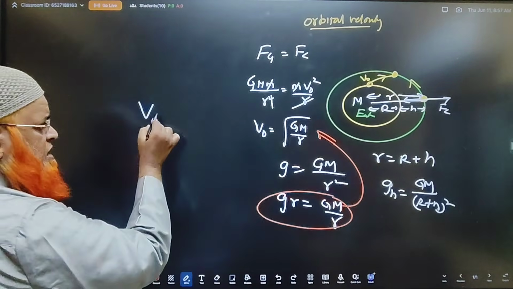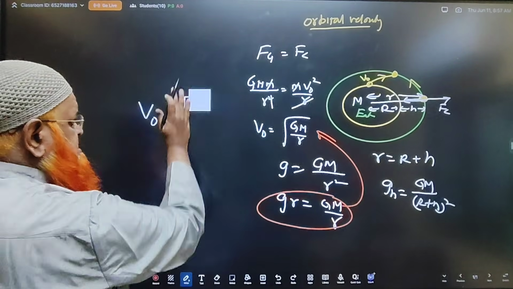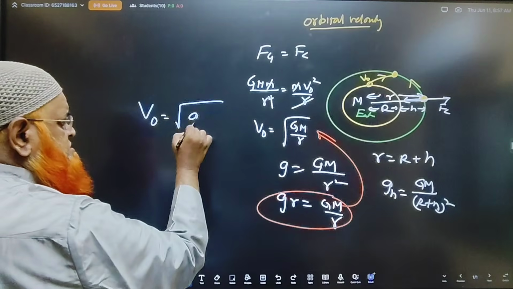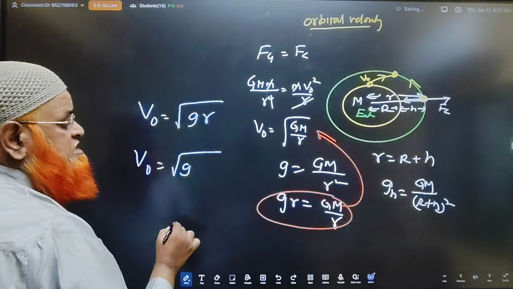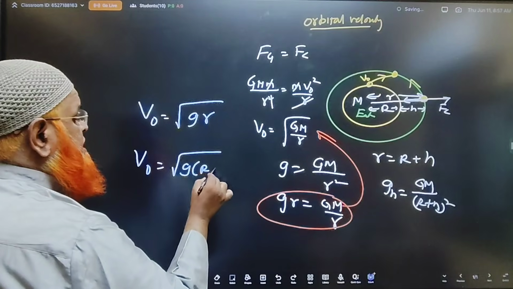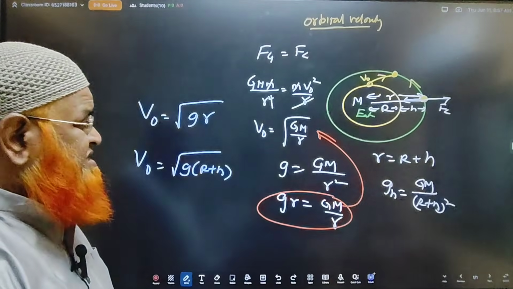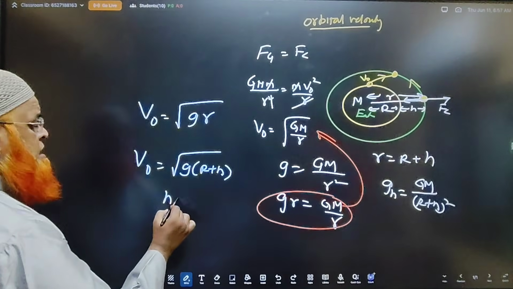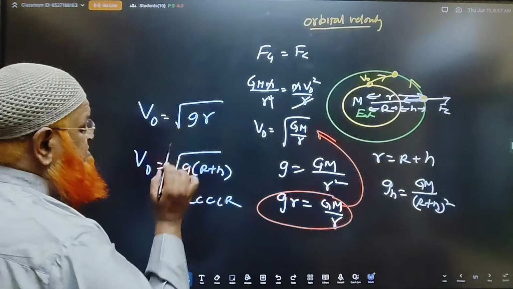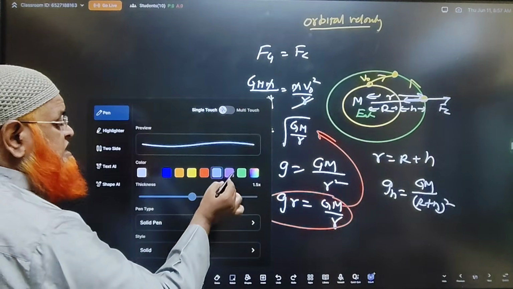So orbital velocity, instead of GM by r, we can write as root of g into small r. So orbital velocity is root of g into small r, which is nothing but g into (capital R plus h). Hope you are understanding what I am saying. Okay, so this is called orbital velocity. Here, if h is much less than R, h can be neglected and removed here.